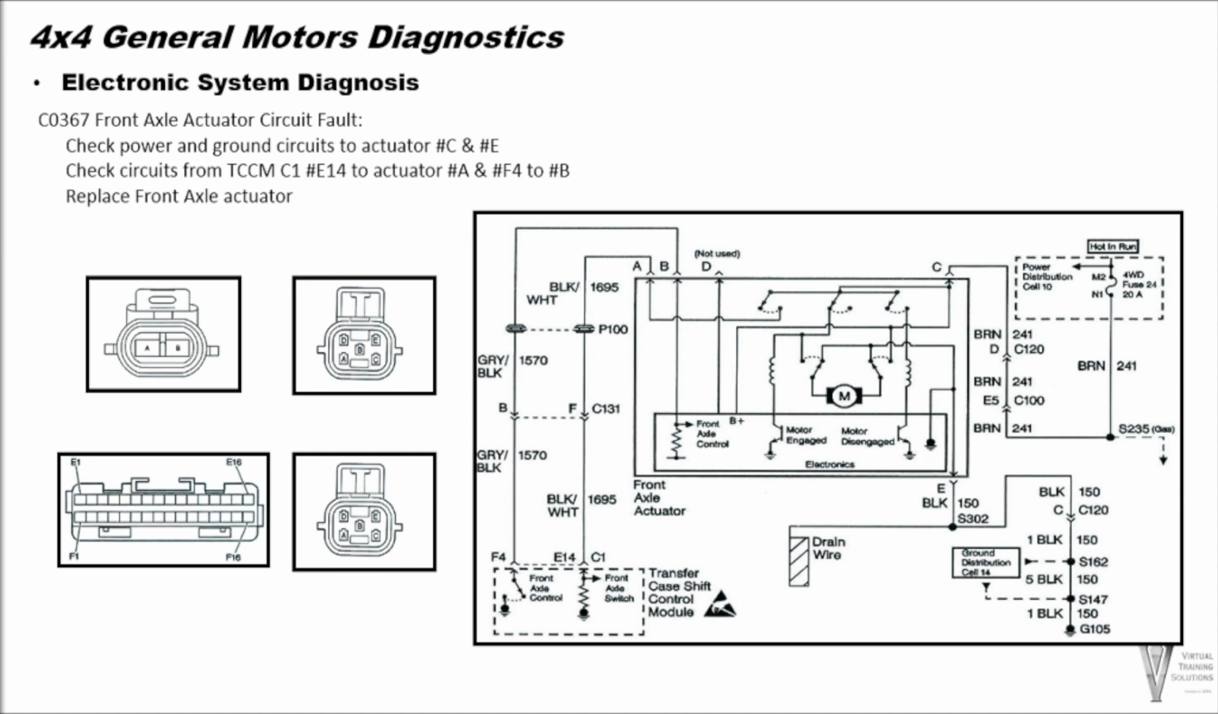On the new Venture 236 system, check for battery voltage at terminal number A of the four-wheel drive indicator switch and the front axle clutch solenoid. The next step is to perform a circuit test from the B terminal of the four-wheel drive indicator switch connected to the transfer case control module connector, terminal number E14, and from the B terminal of the front axle actuator to the transfer case control module C1 connector, terminal number F4. If the circuits check out okay, suspect an intermittent connection problem or a faulty front axle actuator. General Motors recommends replacing the front axle actuator to correct this concern.